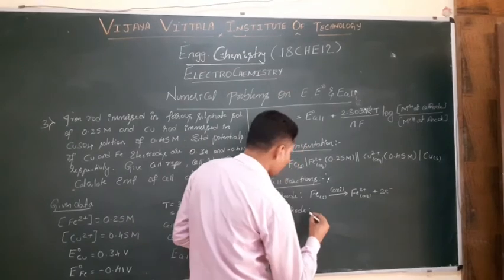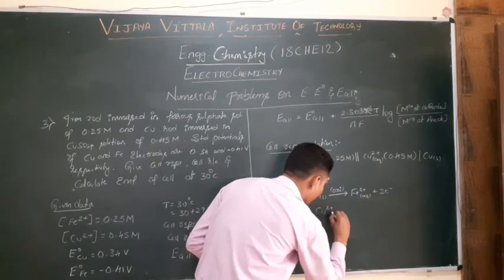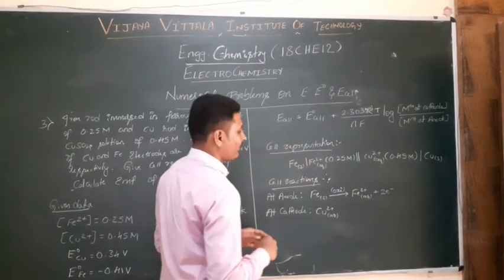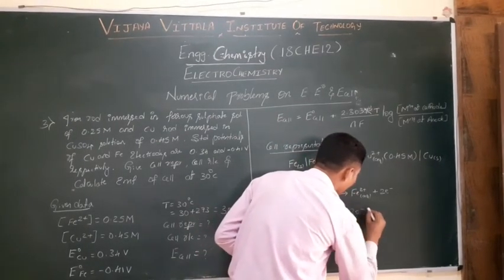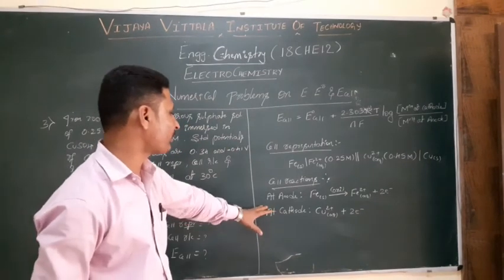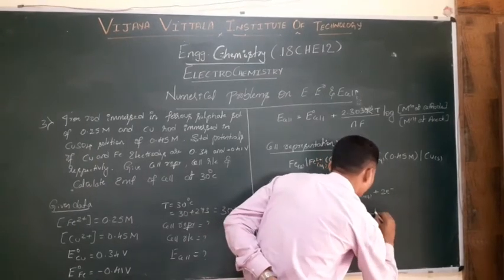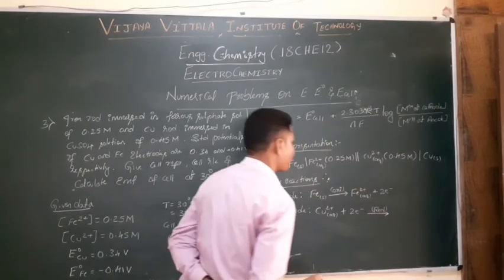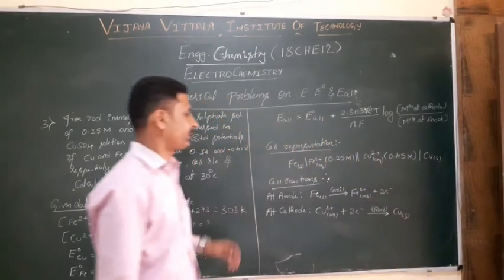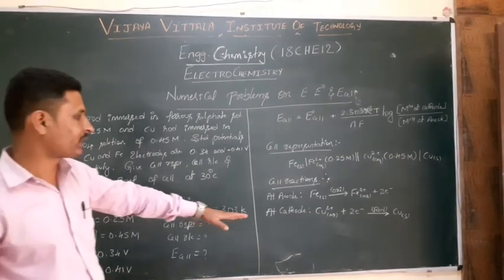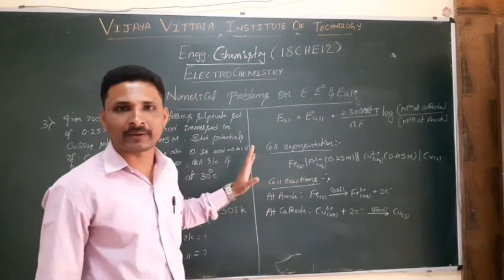And at the cathode, what happens? Here the Cu2+ aqueous gains the electrons, that is 2 moles of electrons, and undergoes reduction, which produces the formation of copper metal. Yes, this is the reduction half-cell, or electrode, reaction.